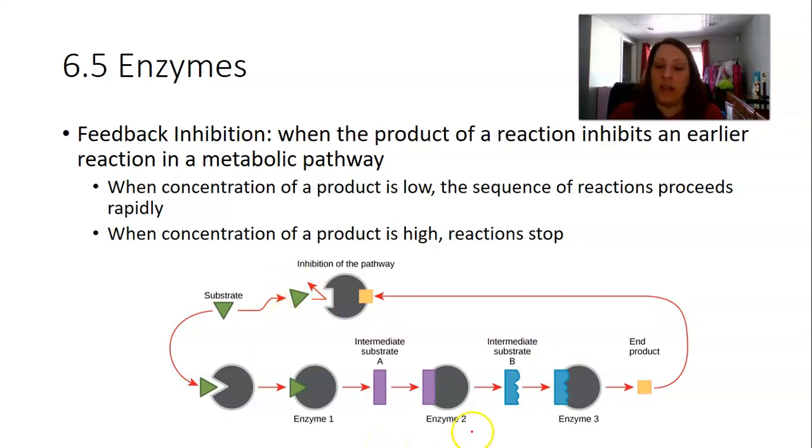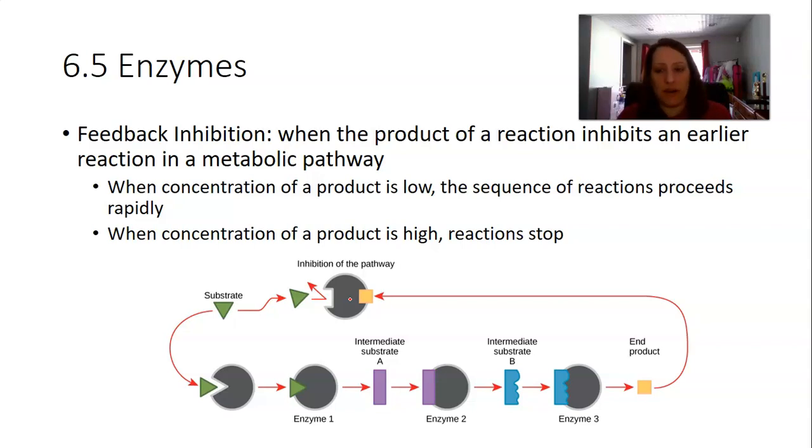Okay, now if the end product starts to get used, well, then the enzyme will no longer be blocked and we will turn this on. Okay, so this is called feedback inhibition. It's when the end product shuts down a reaction very early in the pathway, usually at the very, very beginning, causing that pathway to stop or to be halted.